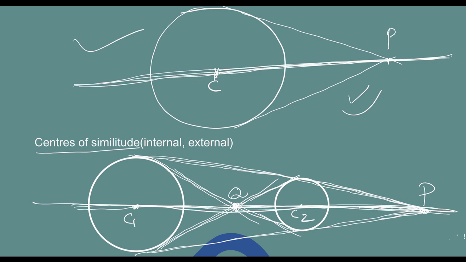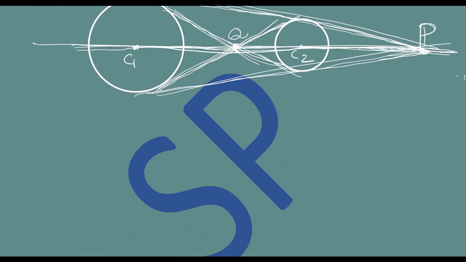These 2 points P and Q, we call them centers of similitude. P is called the external center of similitude and Q is called the internal center of similitude. You see, I took pains to show you that these transverse common tangents and the direct common tangents intersect on the line joining the centers. But if it is looking very obvious to you, that is all I need.